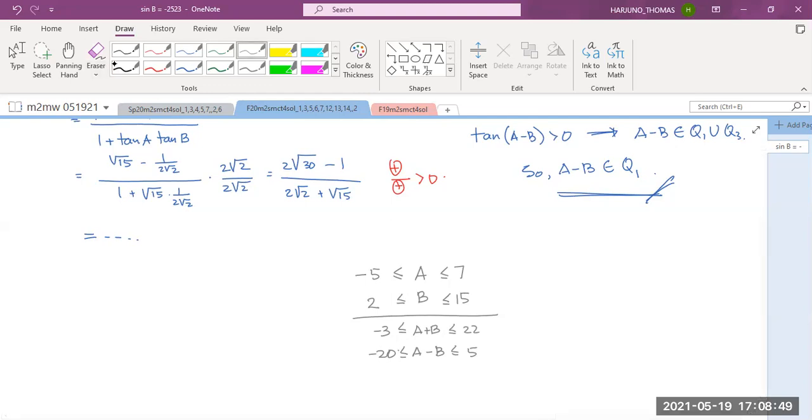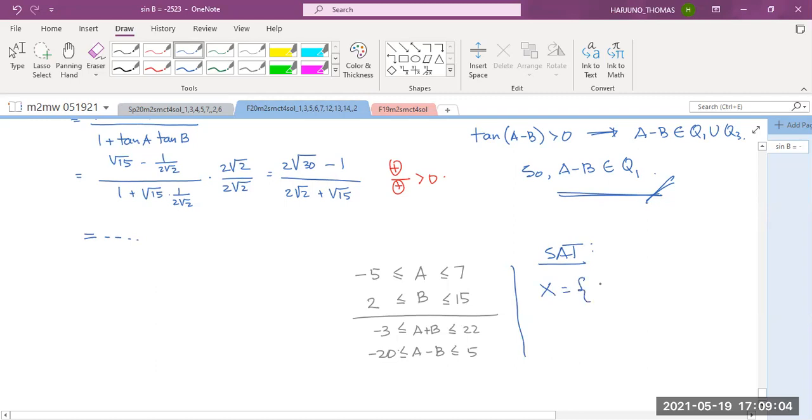Now, there was an SAT question like the following. This is out of topic, but I hope it gives you some idea. Suppose we have a set X, which is the integers 1, 2, 3, 4, and then set Y, integers, let's say -5, -4, -3.